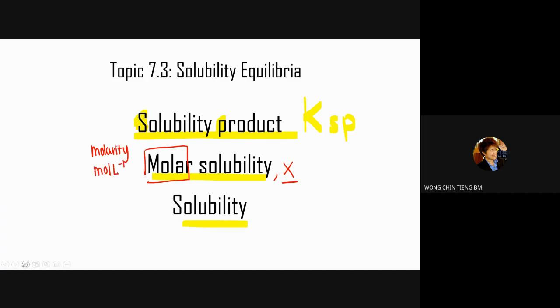Okay, the unit is the thing that differs the most between these two. So if the molar solubility is mole per liter, solubility will be gram per liter. Your solubility over here is gram per liter. So that is the main difference between your molar solubility and your solubility. And if you notice, the three terms differ by just one word. Solubility product, molar solubility, and solubility.